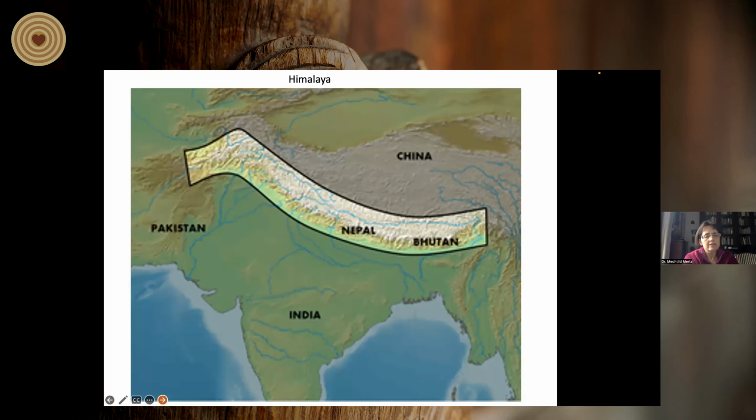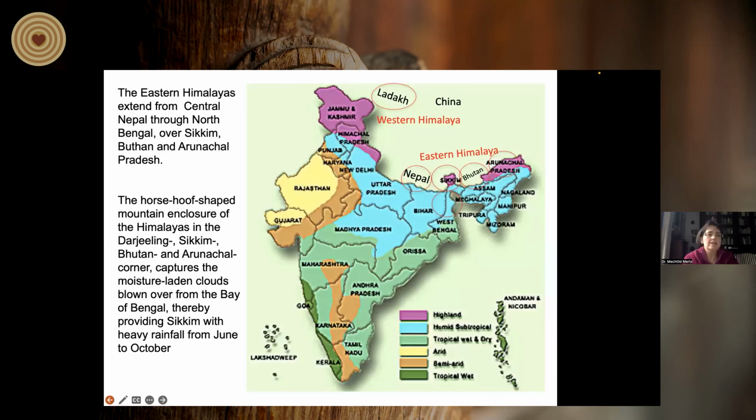So you see on the right side is the eastern side, and between Bhutan and Nepal is Sikkim, and then the western Himalaya is on top on the left side. You see that on the eastern side is Bhutan and Nepal, in between is Sikkim. And then on the left side is the western, with Ladakh. You have it here, and it shows the other parts.